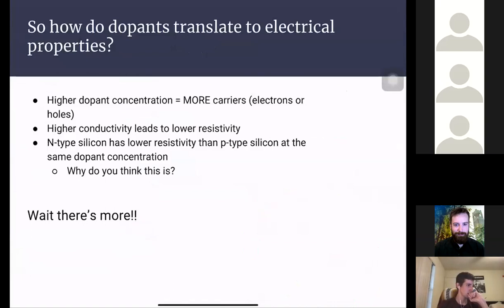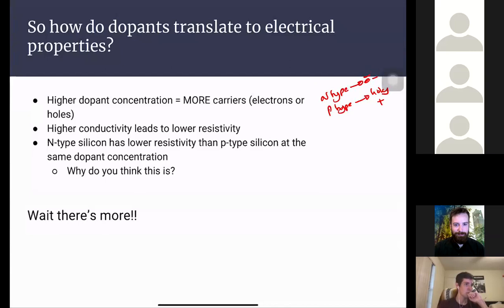All right, so as we have discussed dopants, now how do dopants translate to electrical properties? As I told you before, higher dopant concentration means more carriers. N-type means electrons, and P-type means holes. So we can denote holes with a plus sign and electrons with a minus sign, just for convenience, because holes are thought of as a positive charge and electrons are negative.